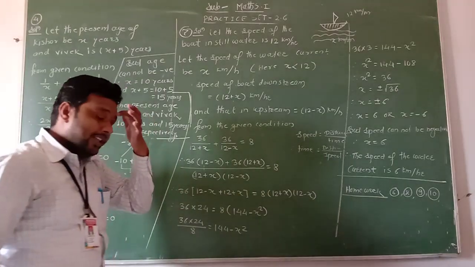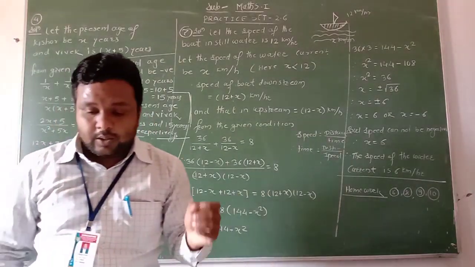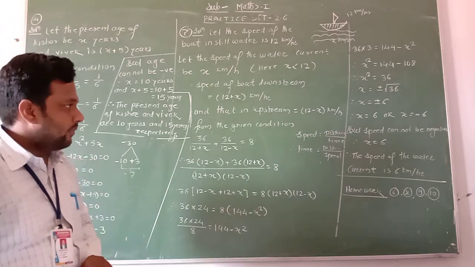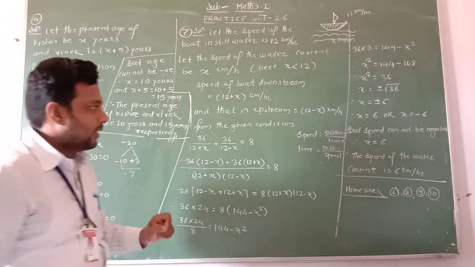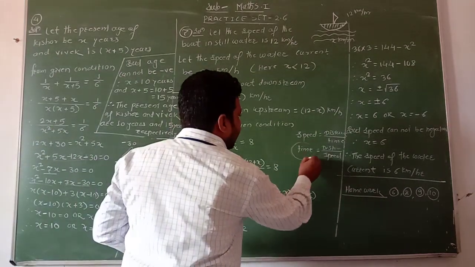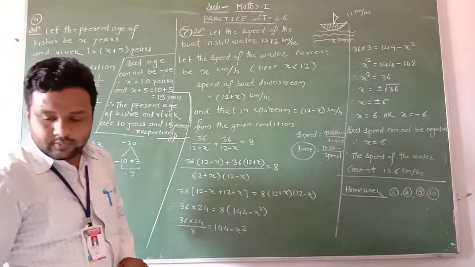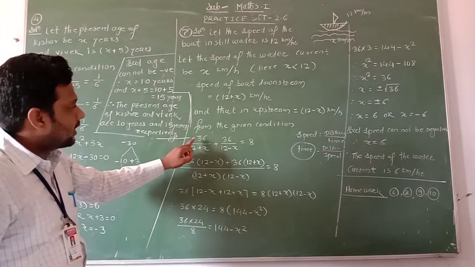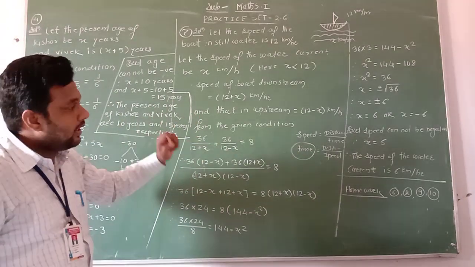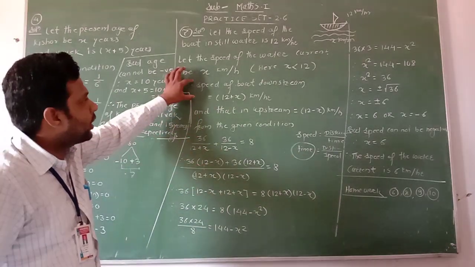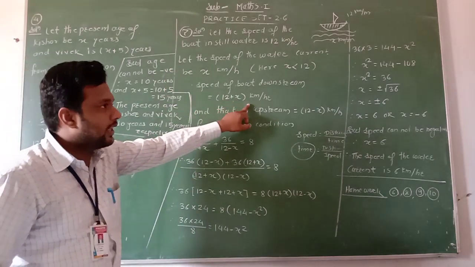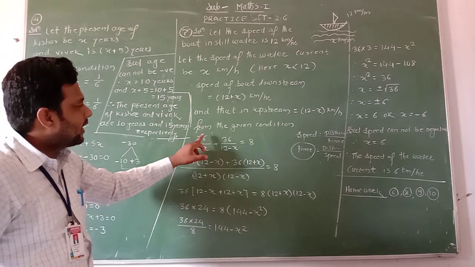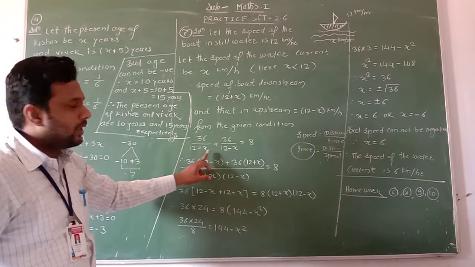Now, in this question, it is given that Pratik travels by the boat 36 km downstream. Then time taken is equal to distance upon speed. How much distance? 36 km. In downstream the speed of the boat is what? 12 plus x. Therefore, time taken by the boat in downstream is what? 36 upon 12 plus x.